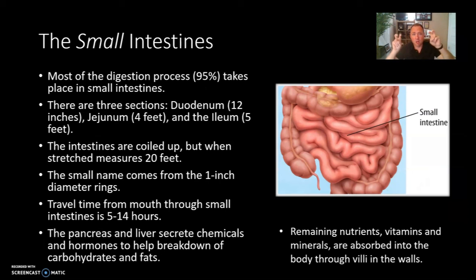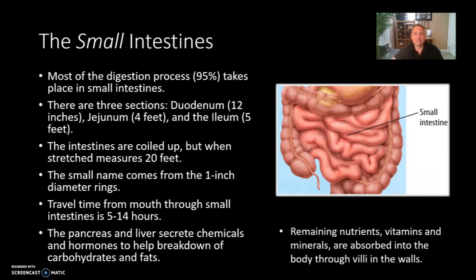Now, the small intestines is the next part. This is where most of digestion takes place. About 95% of it occurs in the small intestines. Now, there are 3 sections of small intestines: the duodenum, the shortest, the jejunum, and then the ileum. Each part has a different role in absorption and what nutrient it focuses on.